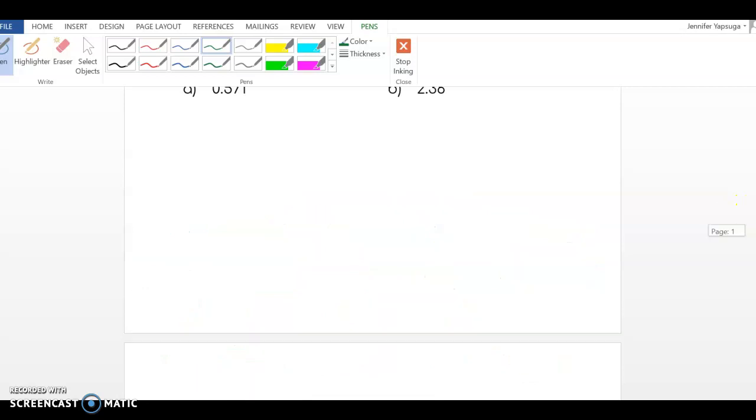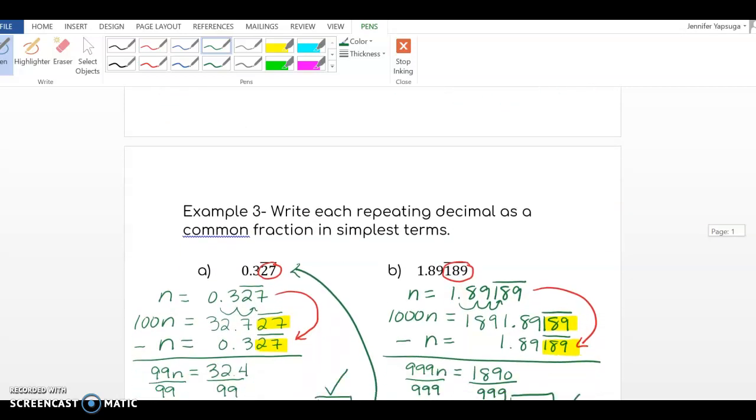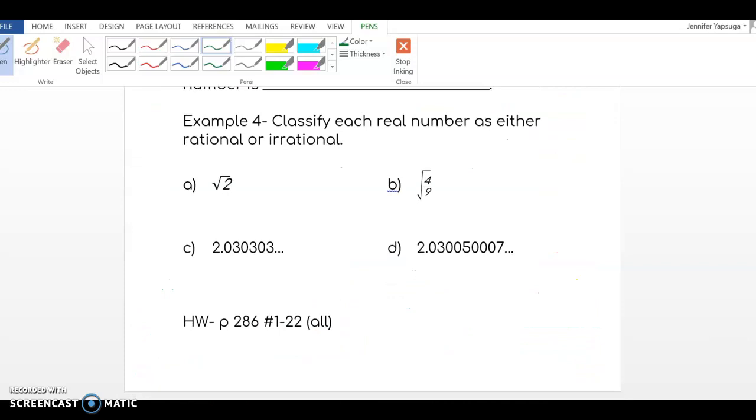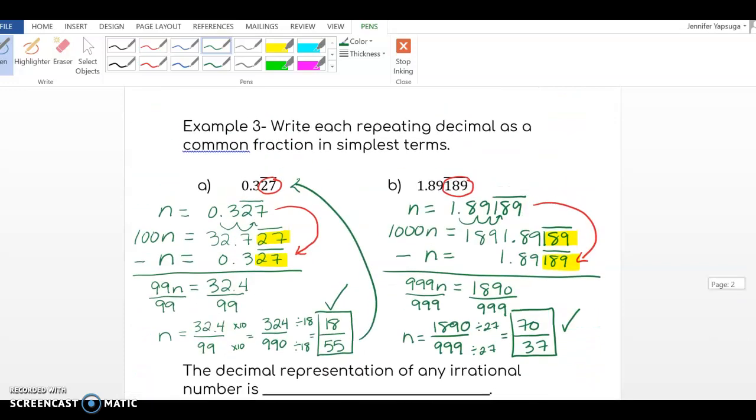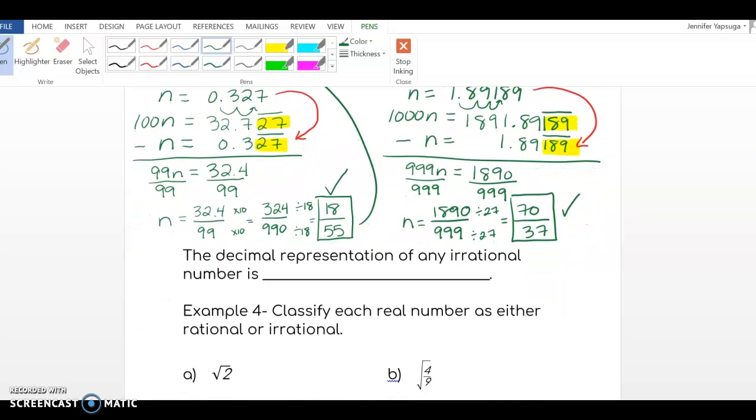Okay, trying to keep true to the time, so let's scroll down to our final example. But before we do that, I do have a little definition for you to fill in. So the decimal representation of any irrational number is infinite and non-repeating.